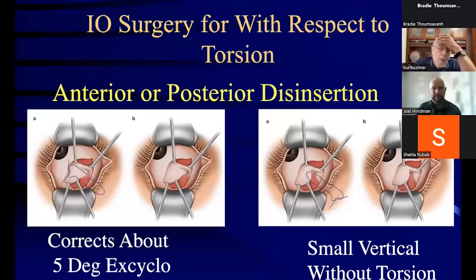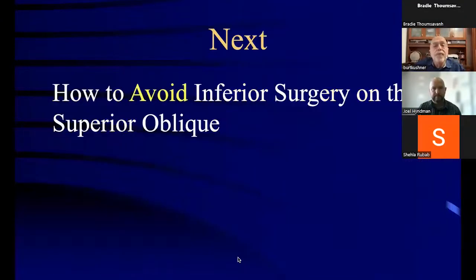Similarly, if I want to get vertical correction from inferior oblique weakening, but without affecting torsion, this might be a case where for whatever reason there's already X-cyclo and I don't want to make it worse. I could disinsert the posterior 7/8 of the inferior oblique, just do a mirror image of what I did over here, and I'll correct vertical without torsion. Useful procedures.